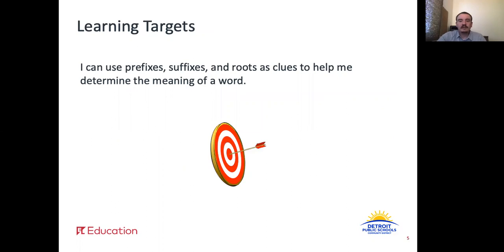We have one learning target for today. I can use prefixes, suffixes, and roots as clues to help me determine the meaning of an unknown word. Let's make sure that we keep this target in mind during our lesson.